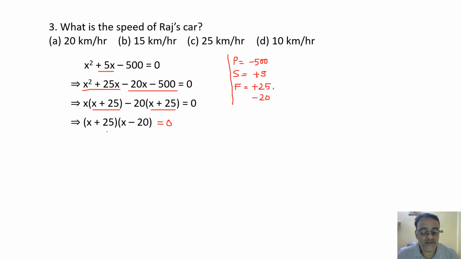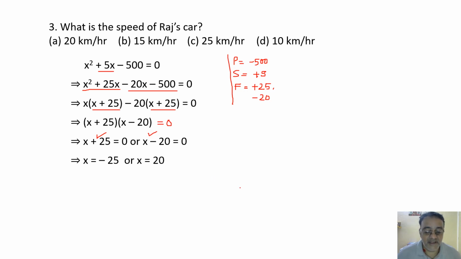So either x plus 25 is equal to 0 or x minus 20 is equal to 0. So from this we are getting x is equal to minus 25, and from this we are getting x is equal to 20. But speed cannot be negative, so we have to neglect x is equal to minus 25.